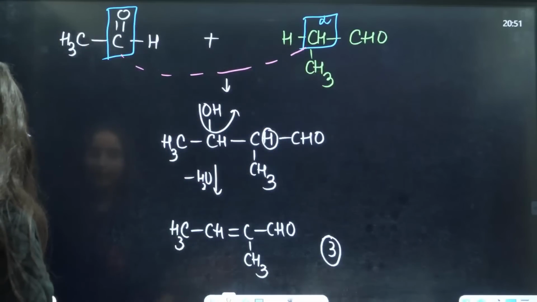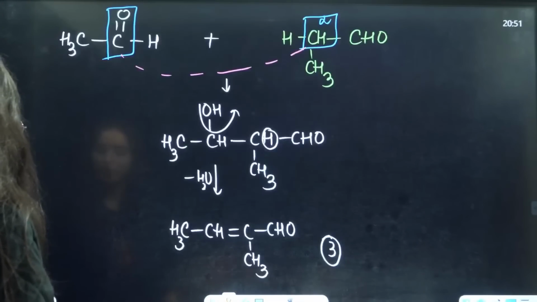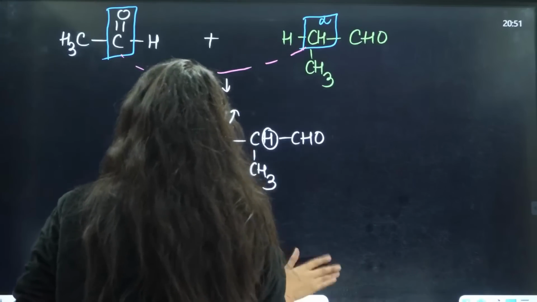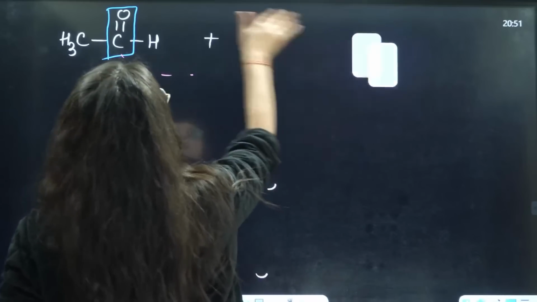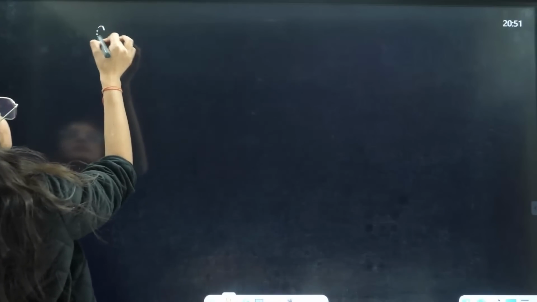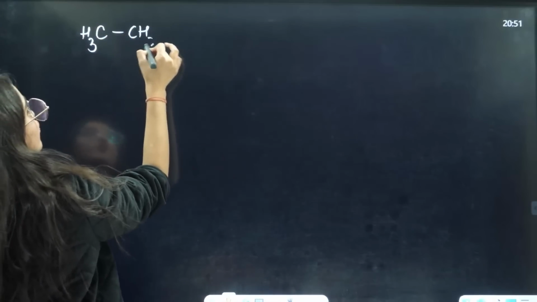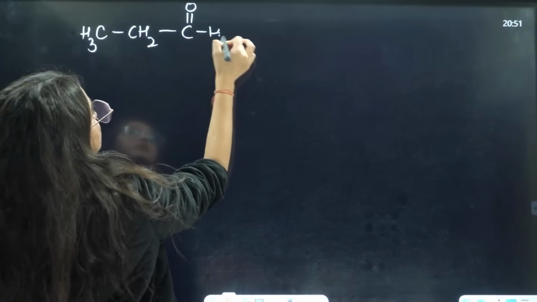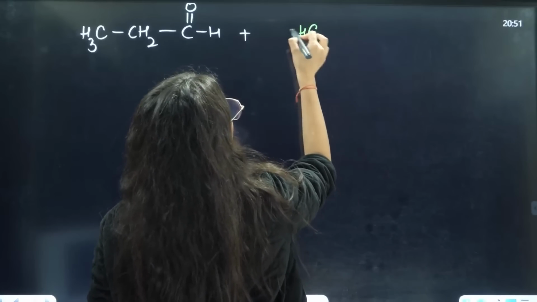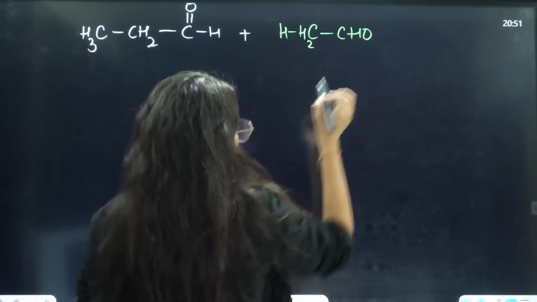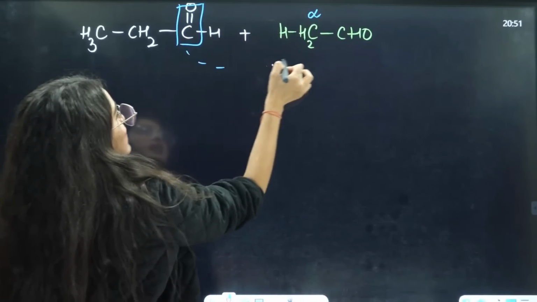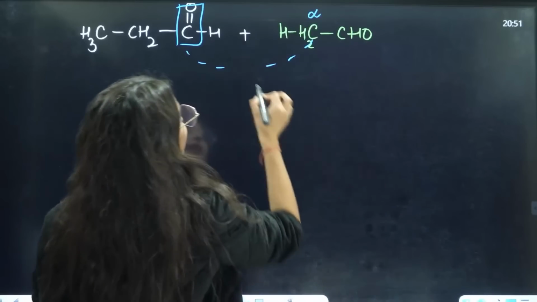Very good. Last one is do the opposite here. I'm just going to copy paste this thing here. Opposite means, take CH3CH2 as the carbonyl carbon, and take the other one, that is CH2CHO, as the alpha carbon. So now this is my alpha, this is my carbonyl. I'll just attach these two together, and what I'll get?